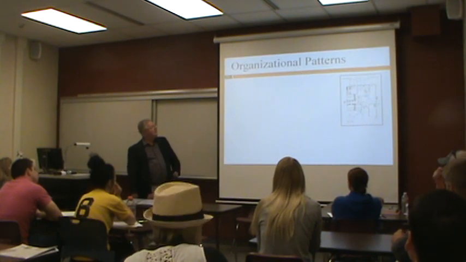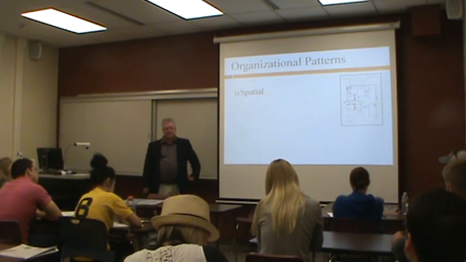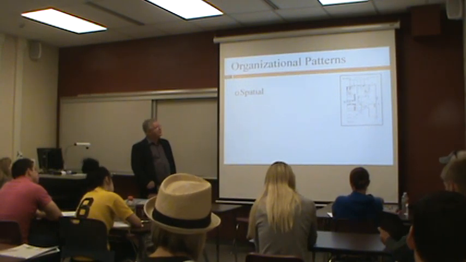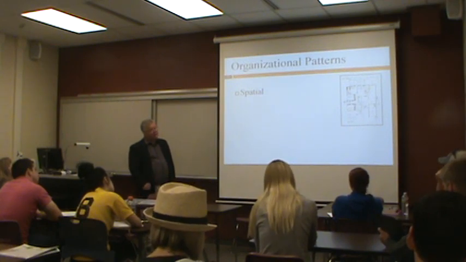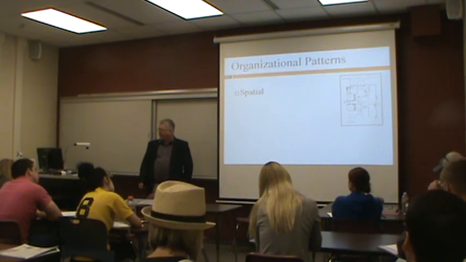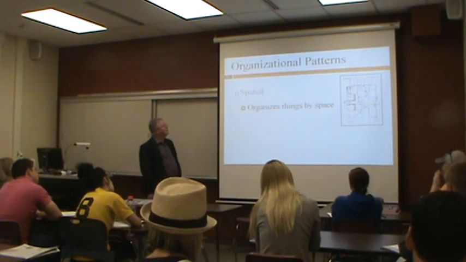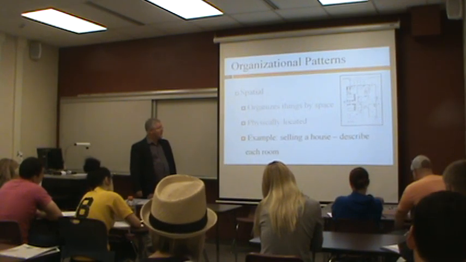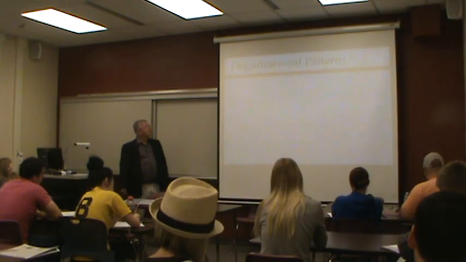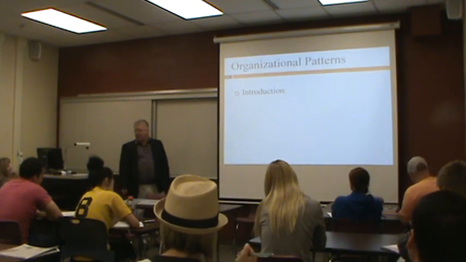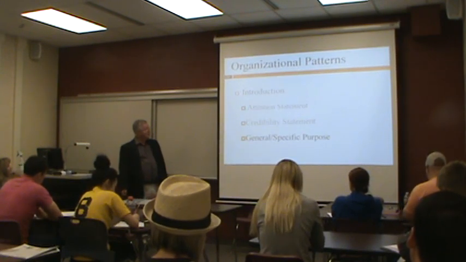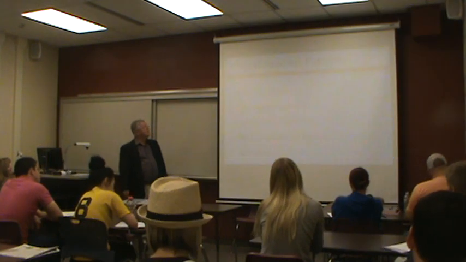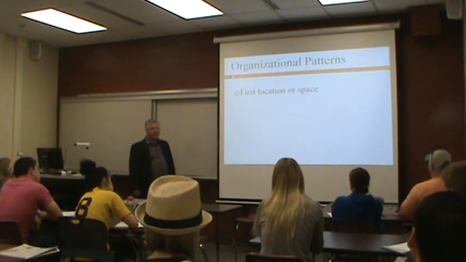All right, the next one is what is called spatial organization. And spatial organization is by space. If you have a house plan, you'll describe a house by its rooms, each of the rooms. So things are organized by space, where they're physically located, and an example of that obviously is selling a house and describing each of the rooms. Let's look at how it works. So introduction, again, you're putting in your attention, your credibility, your general and specific purpose, your transition, and then you talk about the first location or space.